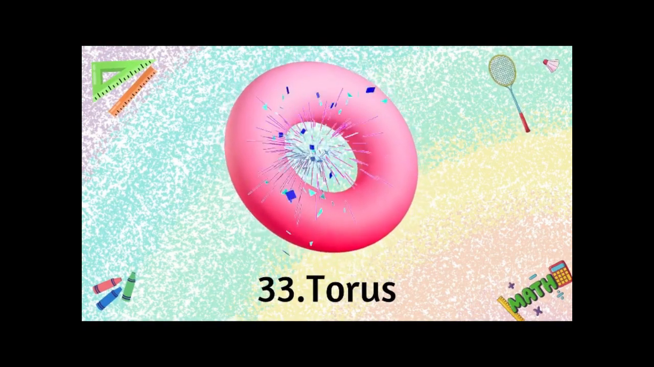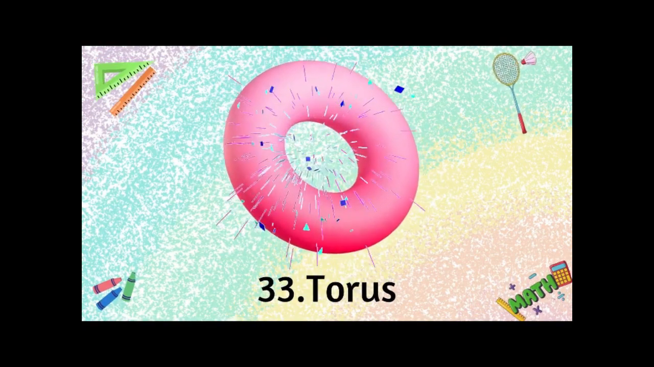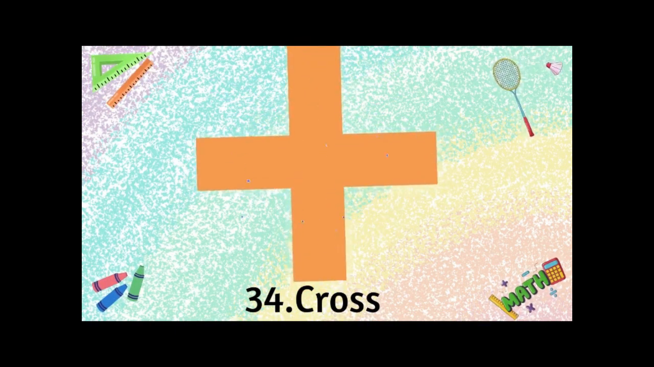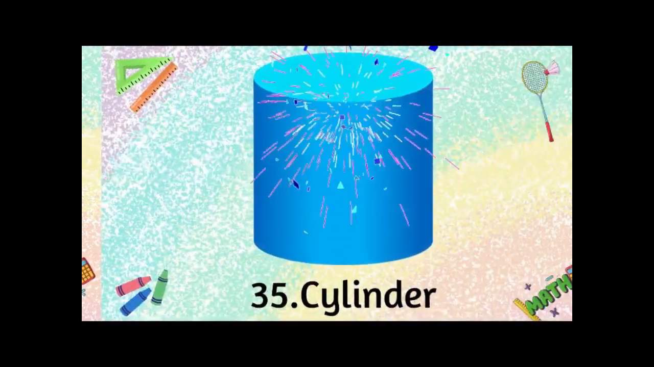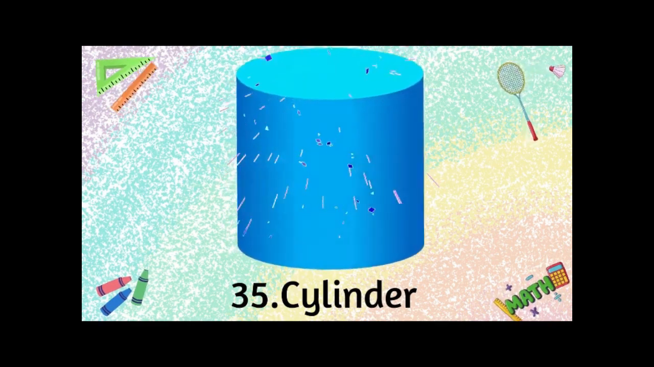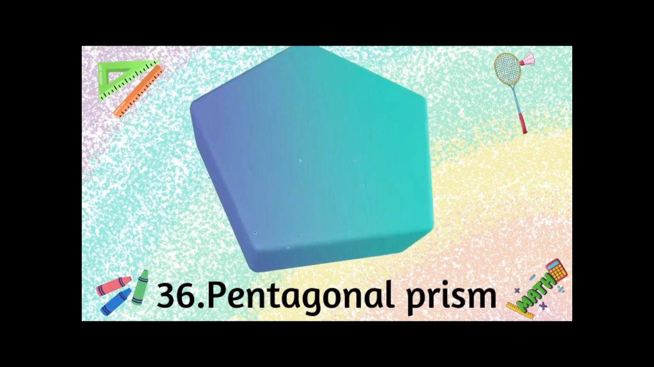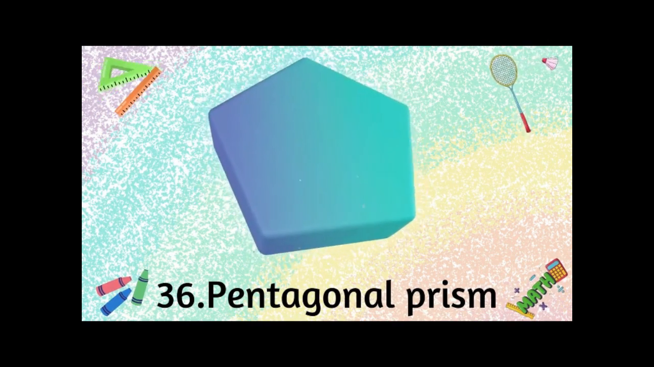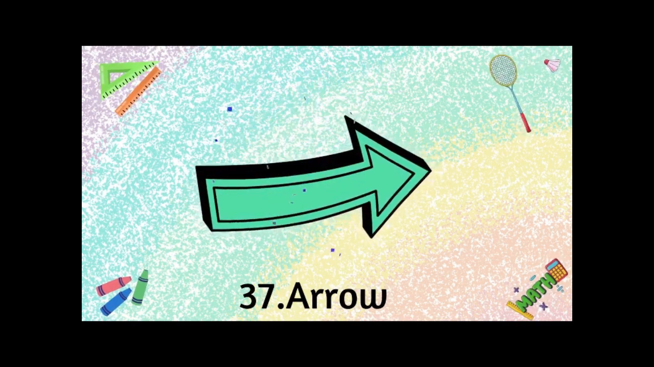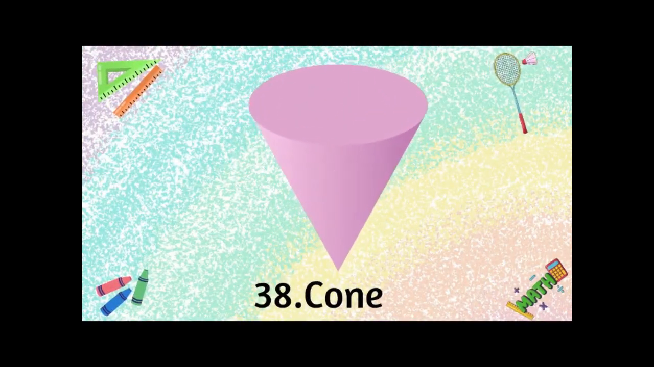I'm a rectangle. Torus. Like a very long square. I'm a rectangle, you see. Cross. I'm straight and I'm long like a brick. Cylinder. Pentagonal prism. Arrow. Cone.